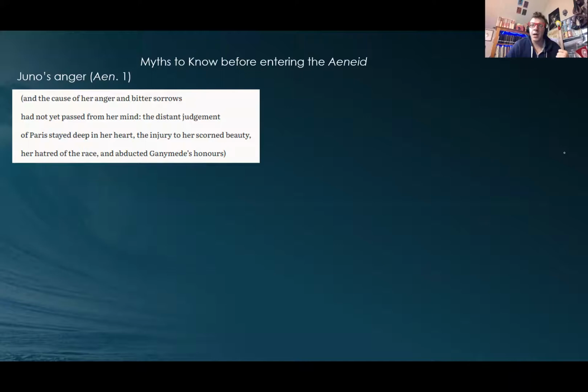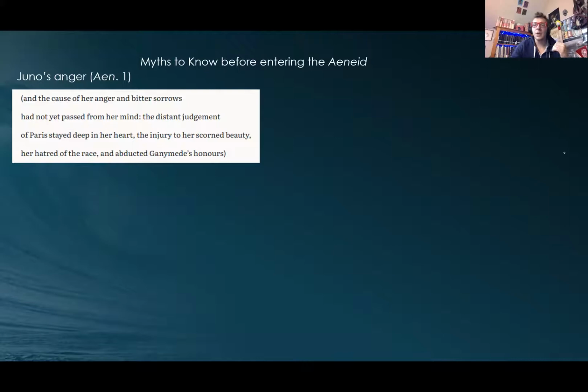And so we read, and here the translation is coming from Poetry and Translation again. "And the cause of her anger and bitter sorrows had not yet passed from her mind. The distant judgment of Paris stayed deep in her heart, the injury to her scorned beauty, her hatred of the race, and abducted Ganymede's honors."